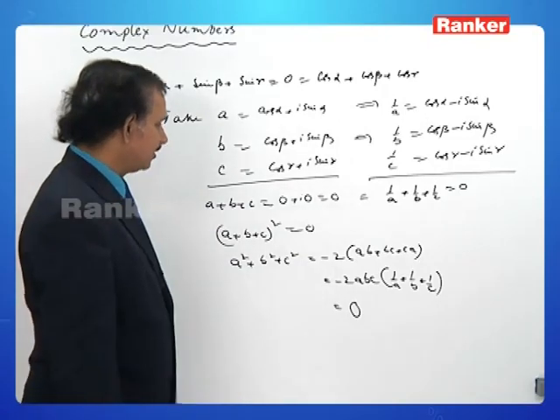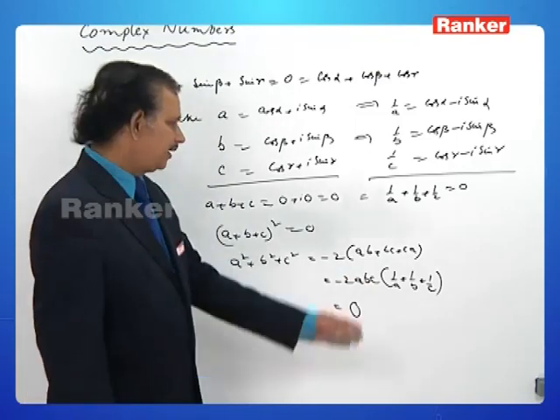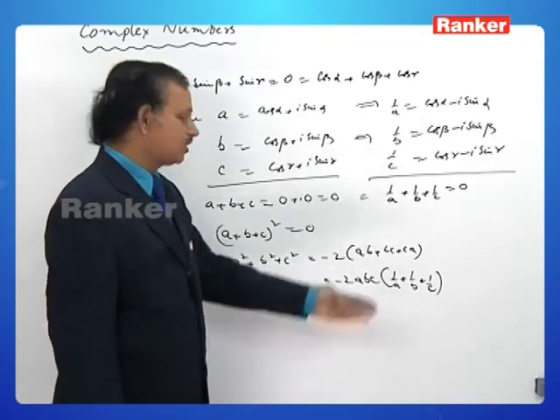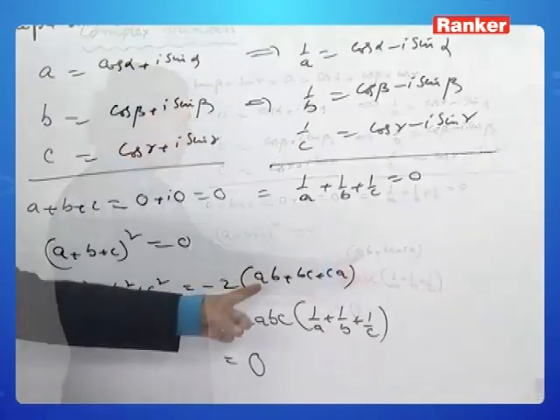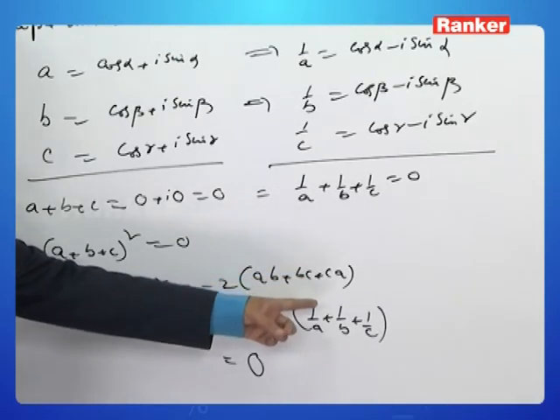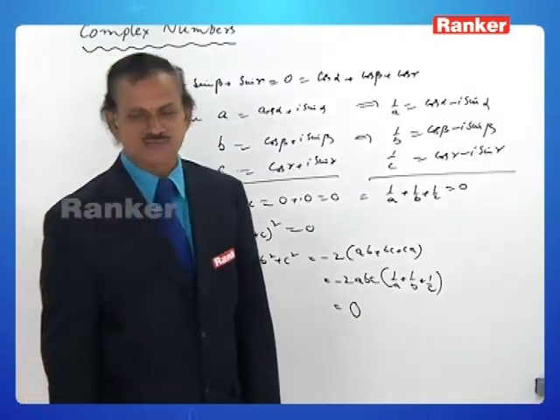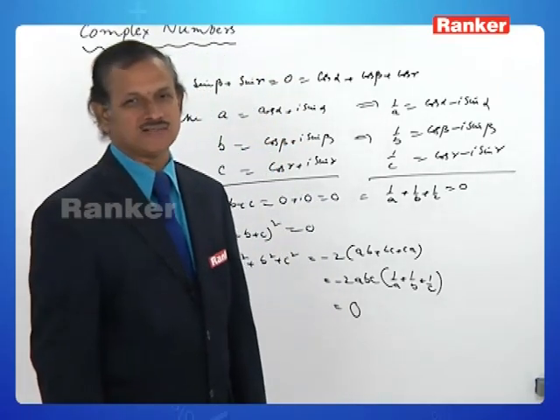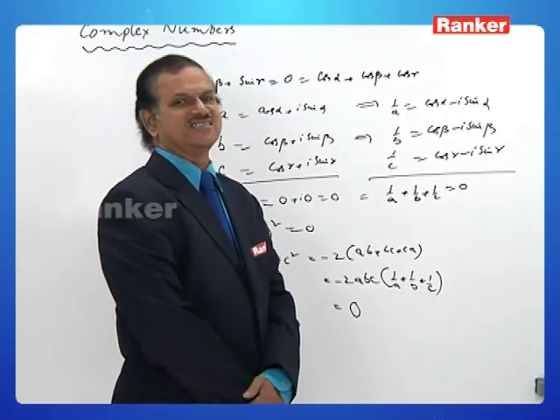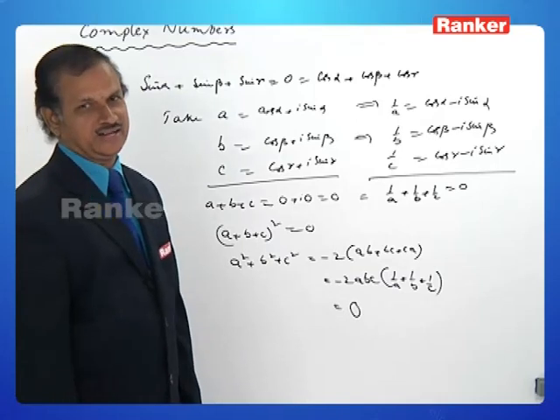Moreover, from this you will be having ab + bc + ca is also 0. Why? ab + bc + ca is nothing but abc(1/a + 1/b + 1/c), which is 0. Hence it is 0. That is cis alpha into cis beta + cis beta into cis gamma + cis gamma into cis alpha, 0. That is cis(alpha + beta) + cis(beta + gamma) + cis(gamma + alpha) is equal to 0. Thereby sigma cos(alpha + beta) is 0 and sigma sin(alpha + beta) is 0. You could have had 4 results again.